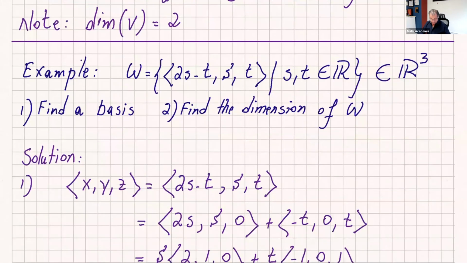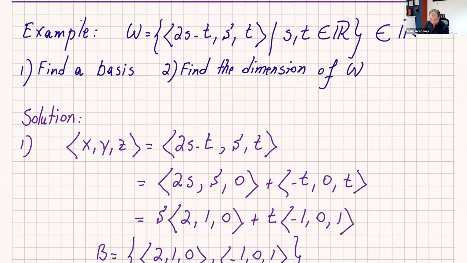Another example, you are given the parametric solutions. That's again a vector set in R3. S and T are real numbers. The question is find the basis and find the dimension of W. Solution, always write x, y, z equals the components given to you in the problem. Then separate the s's and t's. The first component you have 2s, then you have s. The third component does not have an s, so put 0 instead.